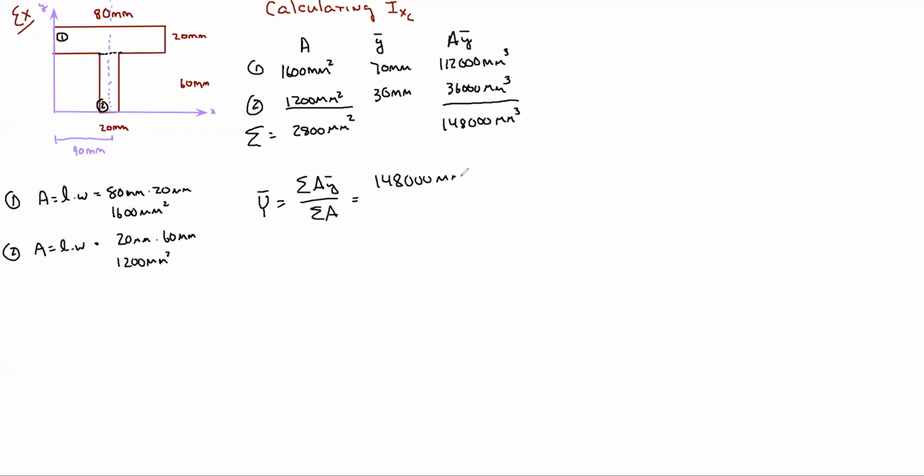148,000 cubic millimeters divided by 2800 square millimeters. And if you do the arithmetic for that, use your abacus, you get 52.86 millimeters. So that's Y bar, capital Y bar.